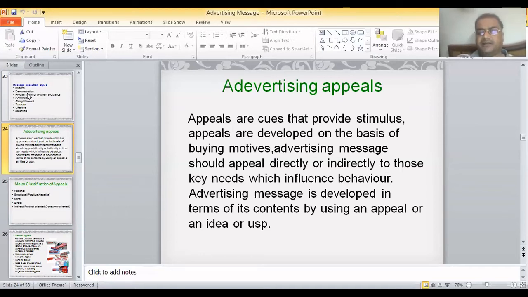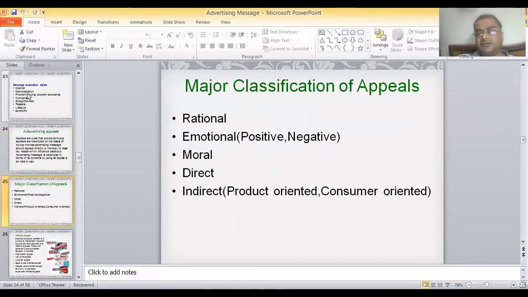Basically, these are developed on the basis of the buying motives, and the advertising message should appeal directly or indirectly to those key needs which influence behavior. So appeals are nothing but cues that provide a stimuli. Now, the major appeals are rational, emotional, which can be positive or negative, moral, direct, and indirect.